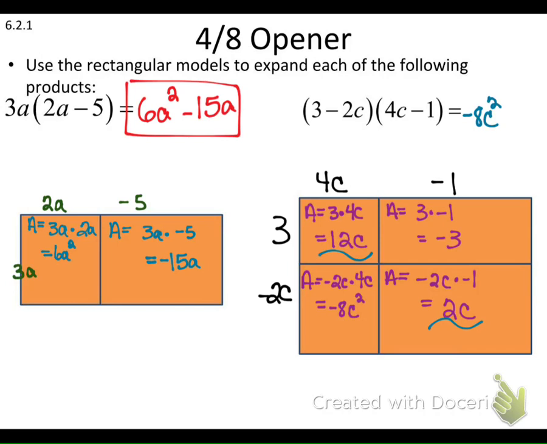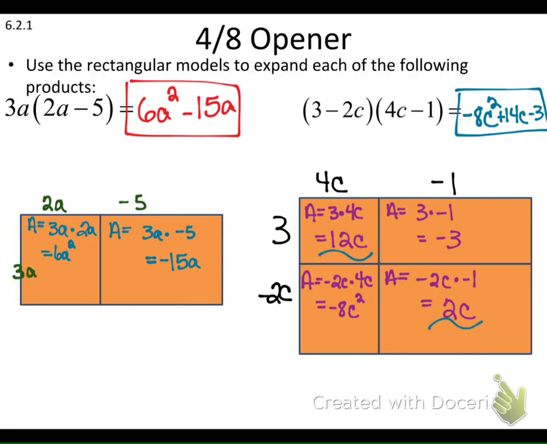Good. So I'm going to combine my like terms. 12C plus 2C, which is 14C. And then negative 3. -3. Good. What is that? I can't even tell. Negative 8. That kind of looks like an H. Oh, it's 14C. I could maybe see how you got that. So negative 8C squared plus 14C minus 3. All right, y'all have it?